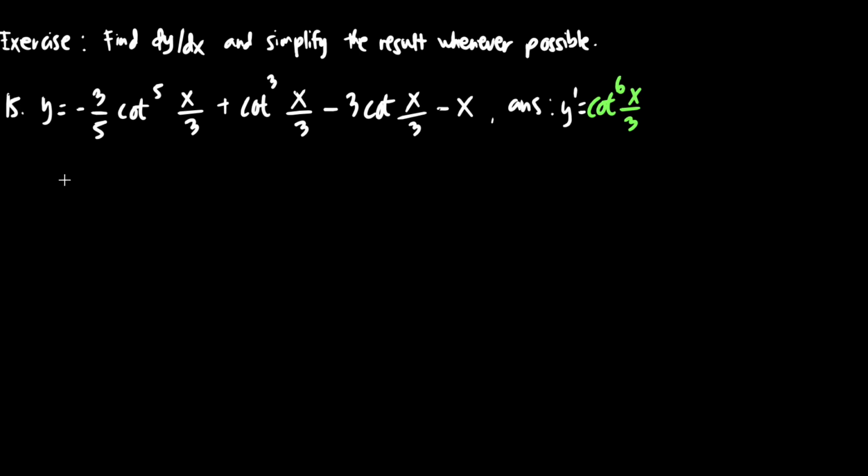Answer number 15, y is equal to negative 3/5 cotangent raised to the power 5 of x over 3, plus cotangent cubed of x over 3, minus 3 cotangent x over 3, minus x. So we'll get its first derivative.